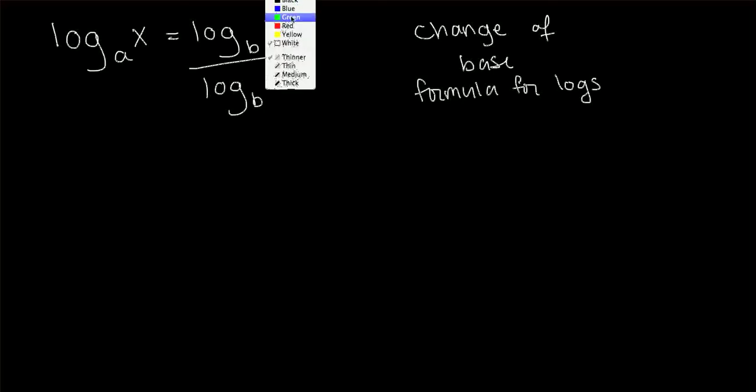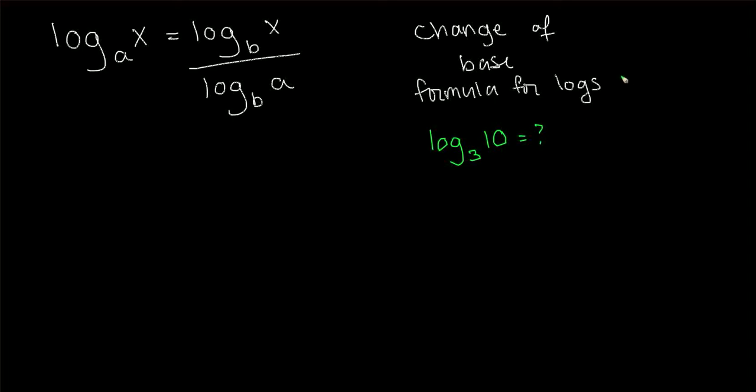Why is this useful? Well, suppose you were looking at something like this: log base 3 of 10. If we wanted to find out what that was, that would be very difficult. Normally what we would do is set it equal to y, translate it, and you get 3 to the y equals 10. Well, you can't easily rewrite 10 as a power of 3. So this way doesn't work.